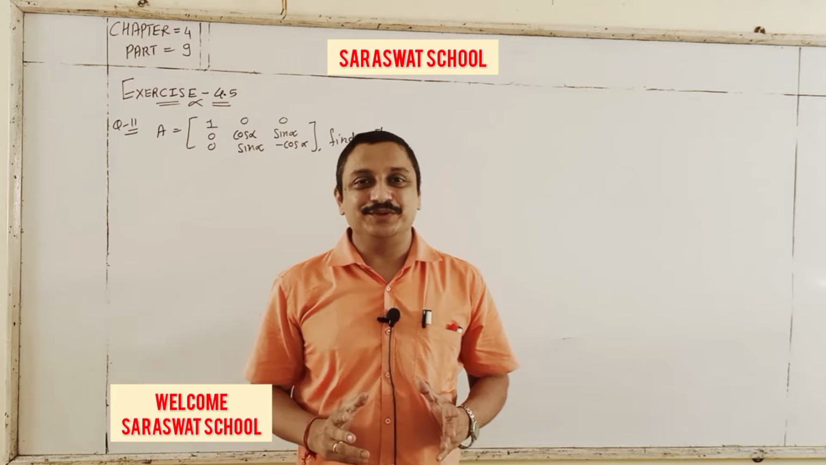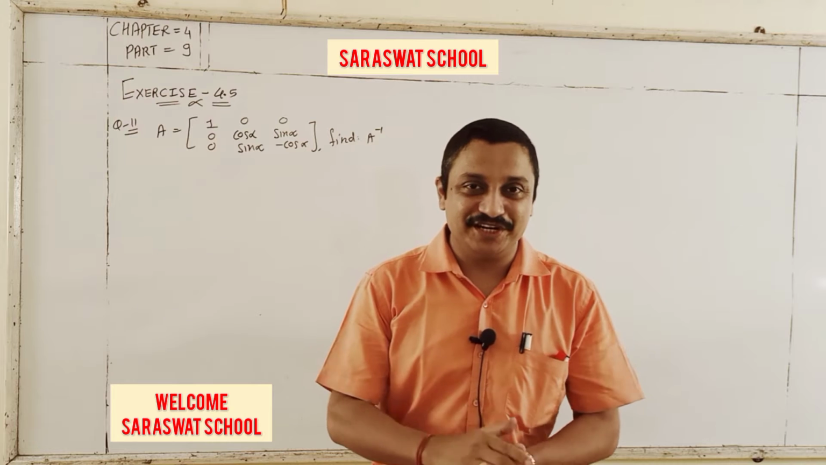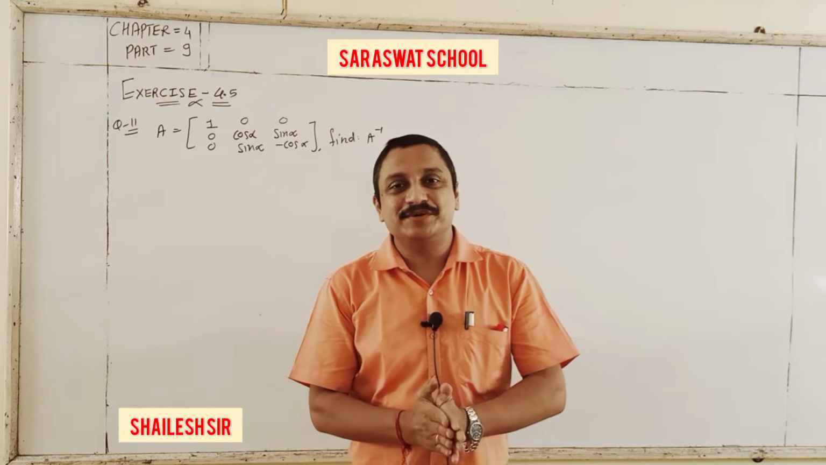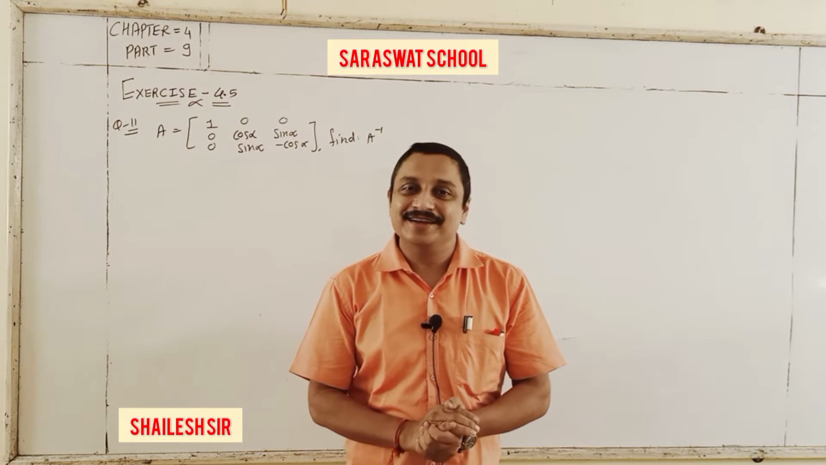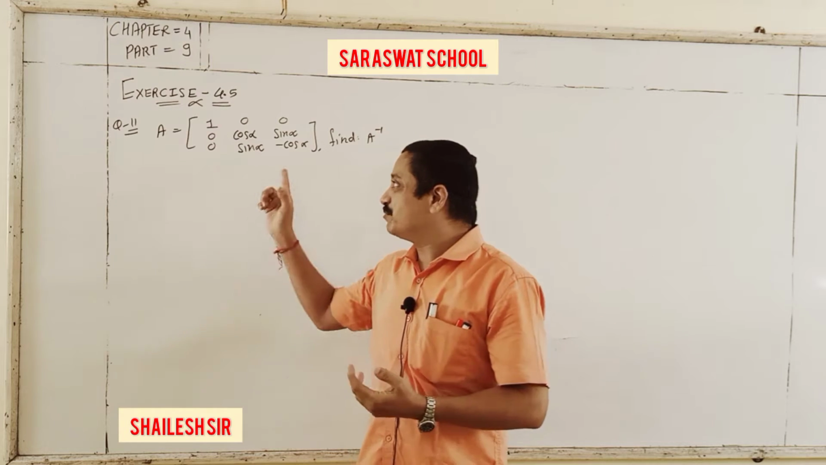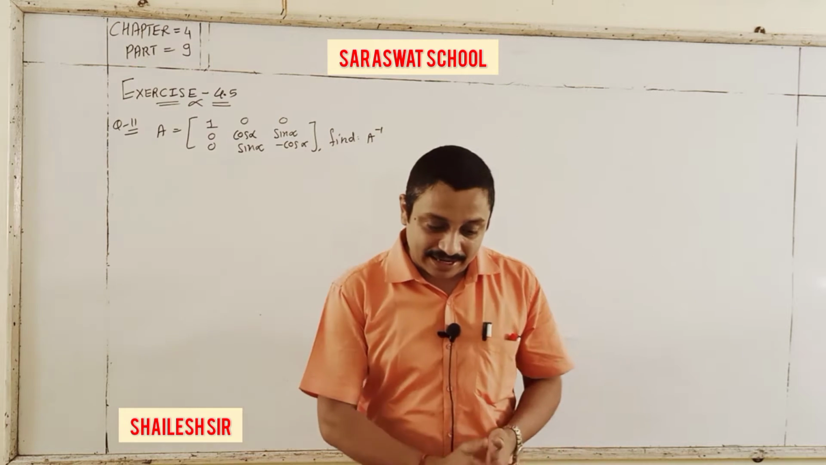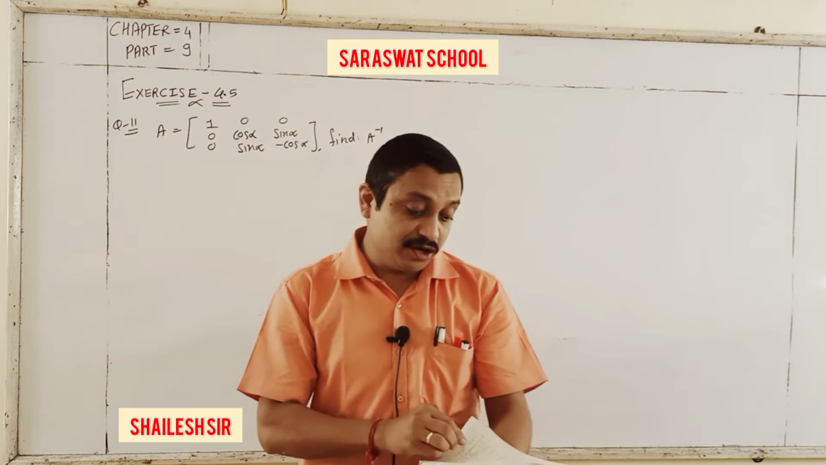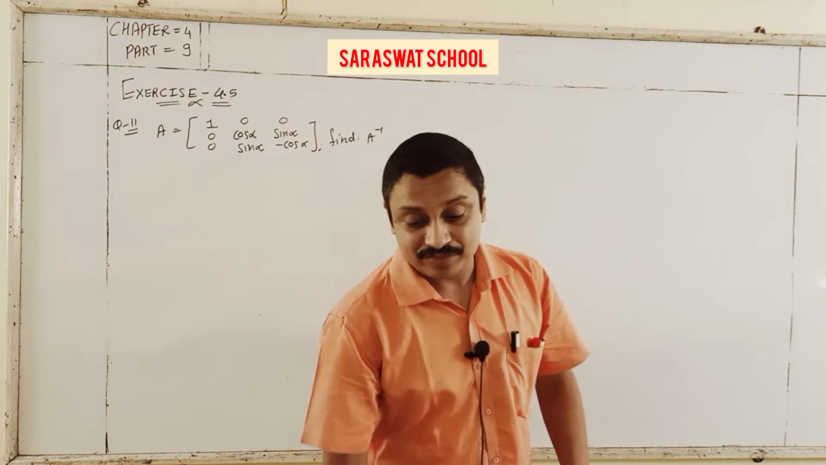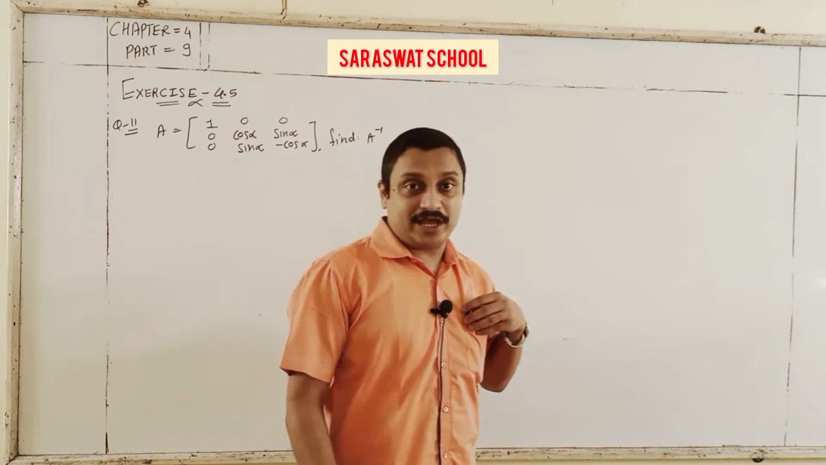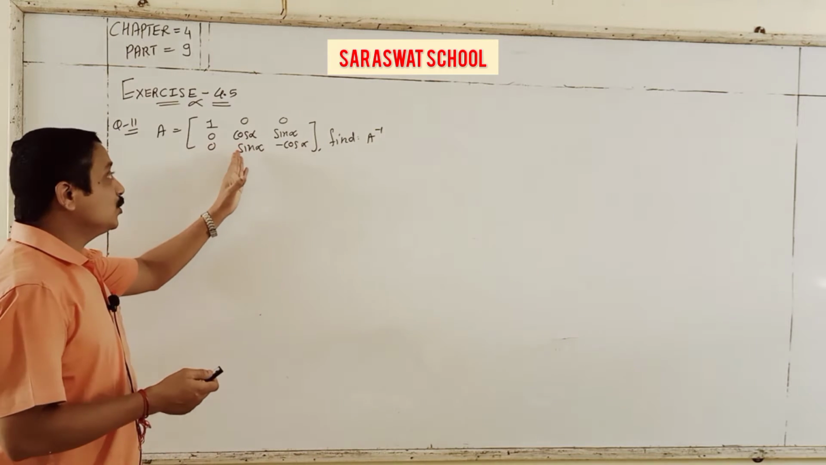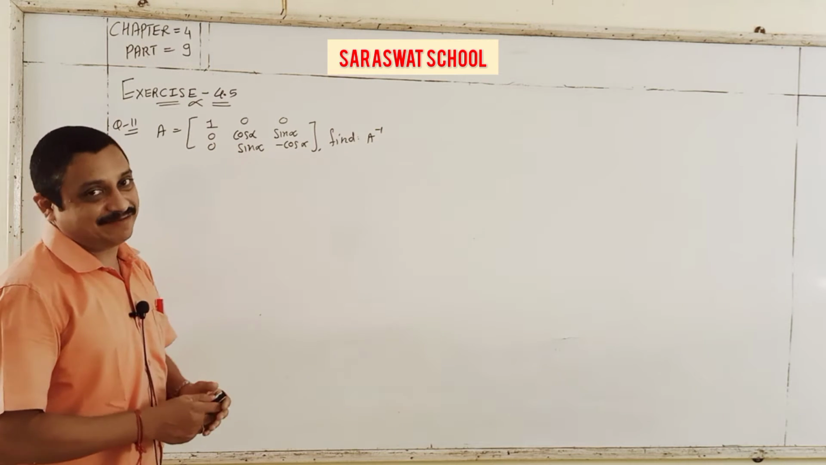Today I invite you to chapter number 4, Determinants. Students, in determinants today I am going ahead with our remaining questions in Exercise 4.5. Question number 11: find the inverse of the given matrix A, with rows 1, 0, 0; 0, cos alpha, sin alpha; 0, sin alpha, minus cos alpha.